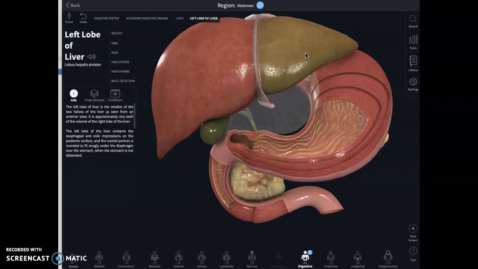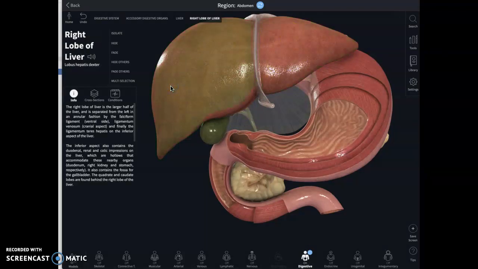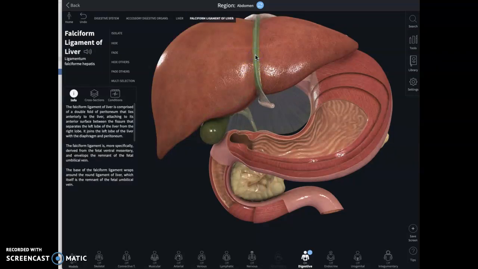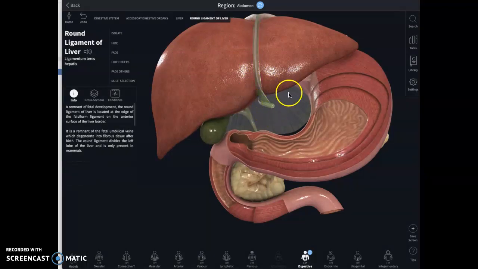This is our left lobe of the liver. I am doing all sorts of acrobatics to remember this is the patient's left lobe. That is the right lobe of the liver. And notice this little part is not highlighted. So left and right are easy. We have that nice falciform ligament right there. We have this nice round ligament down there.